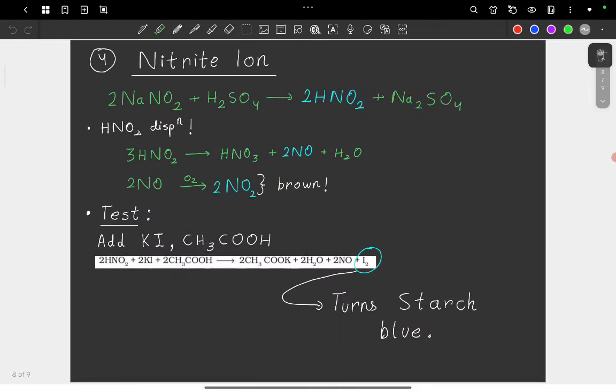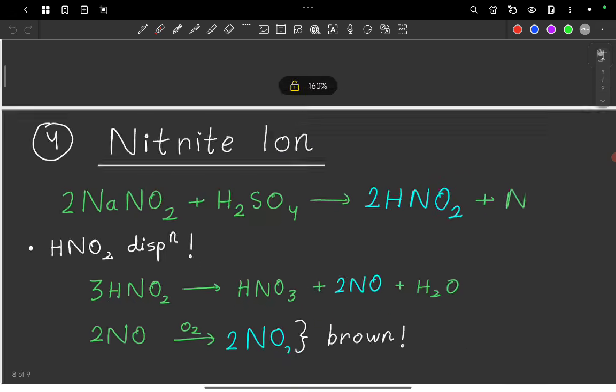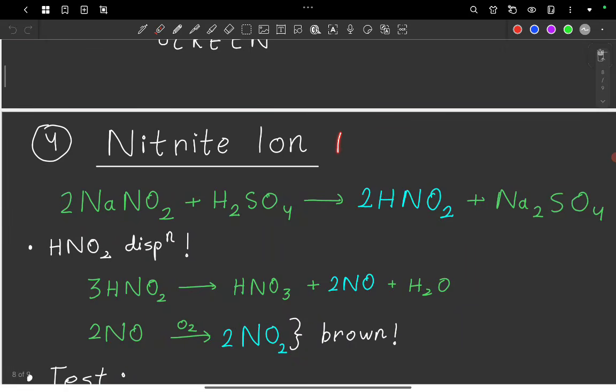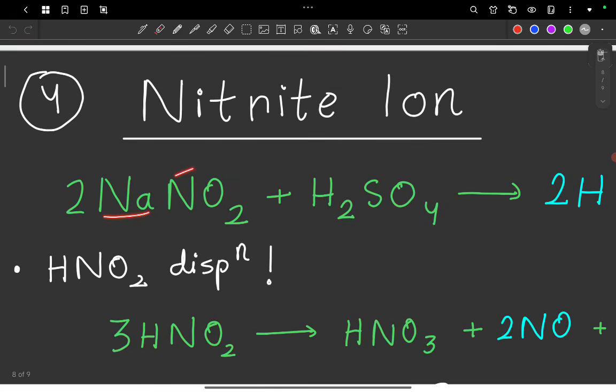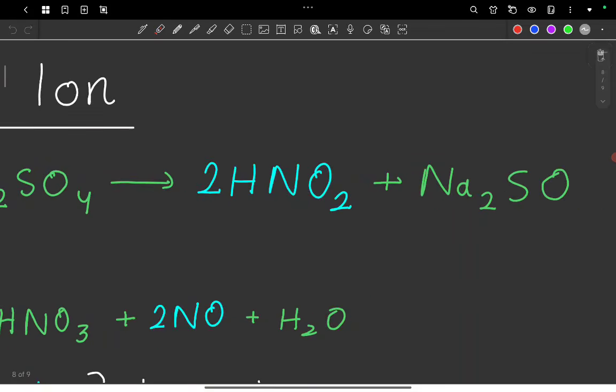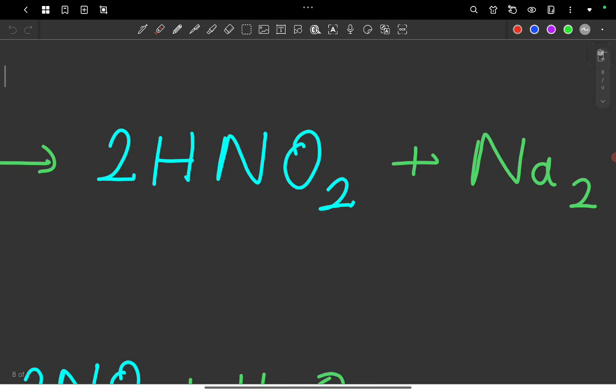Now let's look at the last ion for today, which is the nitrite ion. Again a displacement reaction takes place, but since the nitrite ion has only 1 charge instead of 2, we will need 2 moles of its sodium salt to react with H2SO4. The sodium takes away the SO4 and forms Na2SO4, and what's formed here is interesting: HNO2. Look at the oxidation state of nitrogen here: it is +3.